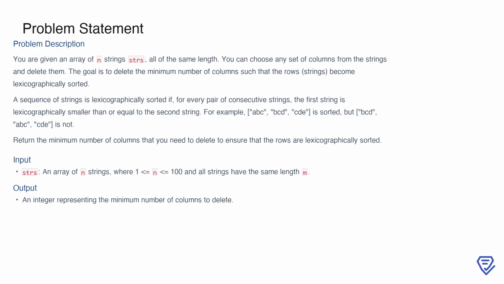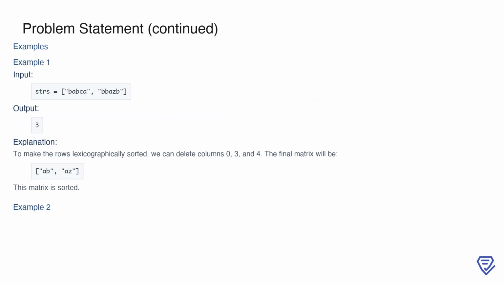For example, if the input strings are already sorted, no columns need to be removed, and the result would be 0. Otherwise, we must determine the minimum columns to delete to ensure the rows are properly ordered. The output is simply an integer representing this minimum number of deletions. Let's look at the first example.